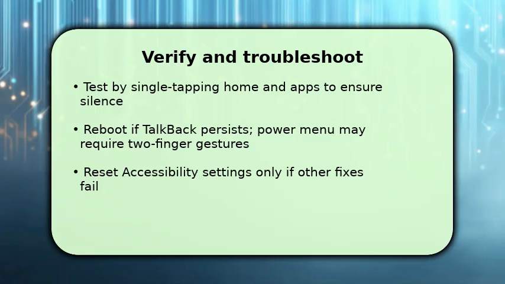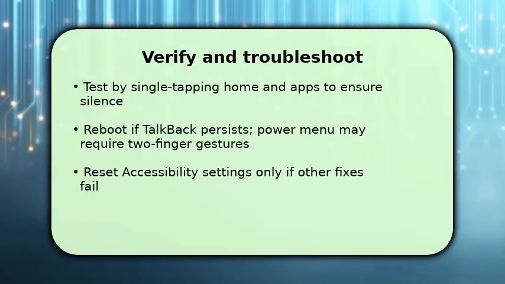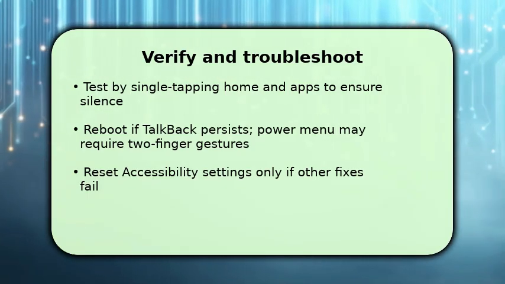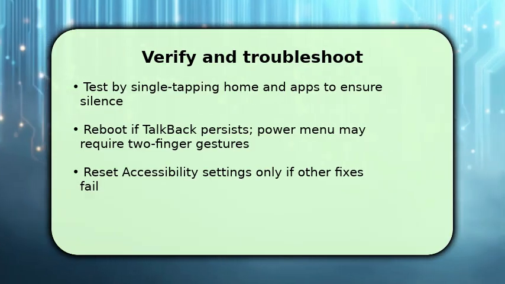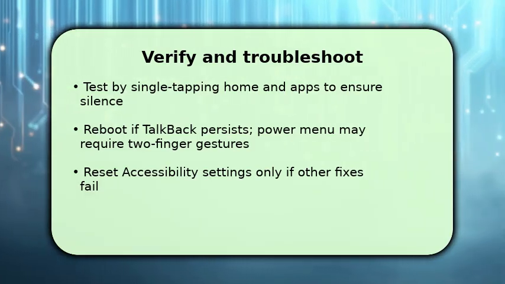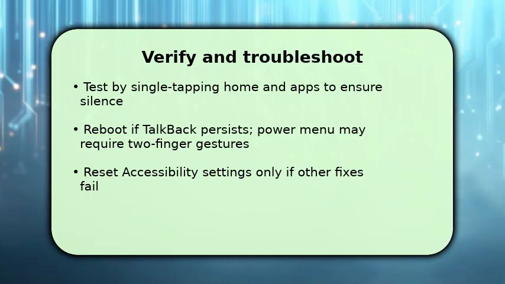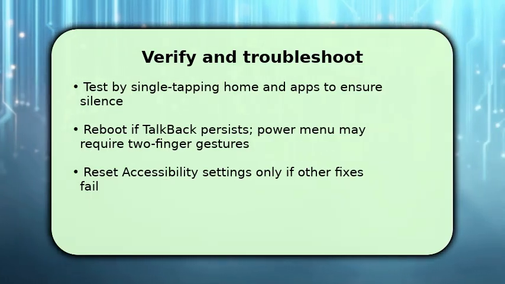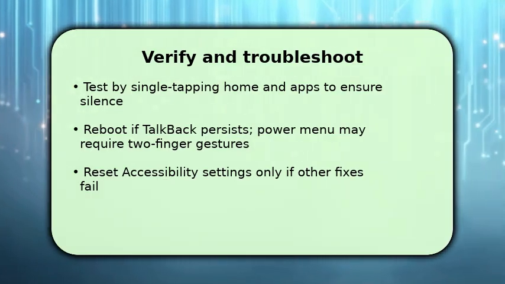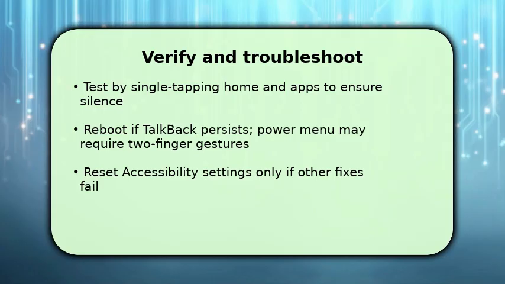If voice continues, reboot the phone, open the power menu, use two-finger swipe if needed, and restart, then check accessibility again. If Talkback still won't disable, go to Settings Accessibility and reset accessibility preferences. This clears custom shortcuts and may fix stuck services.